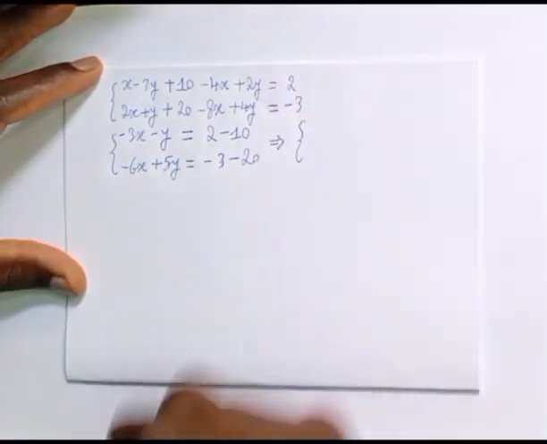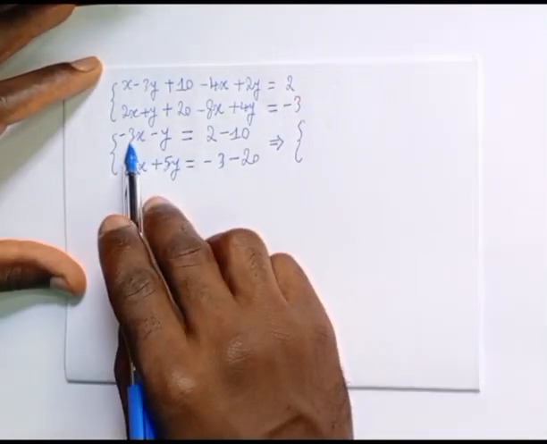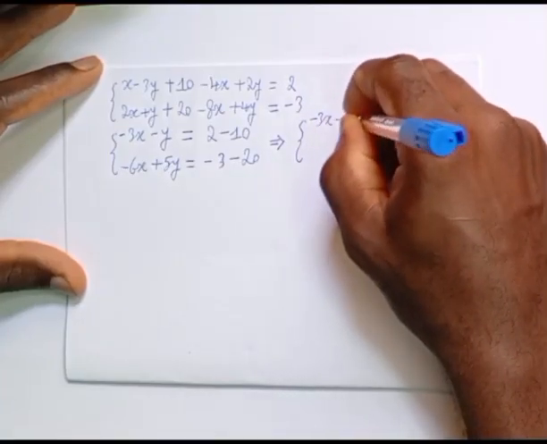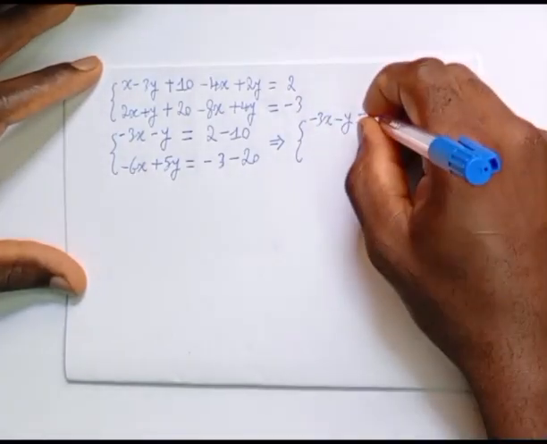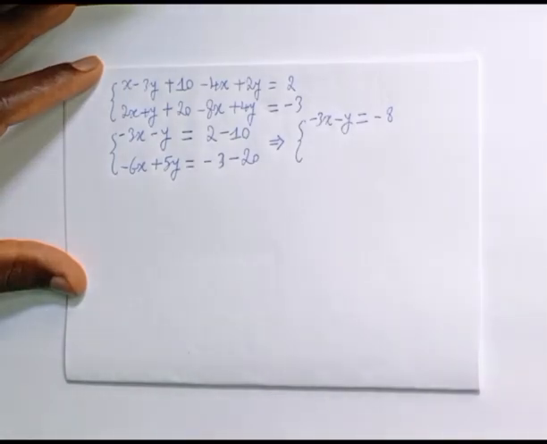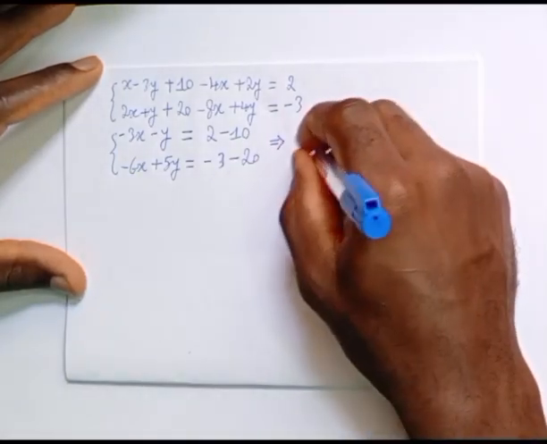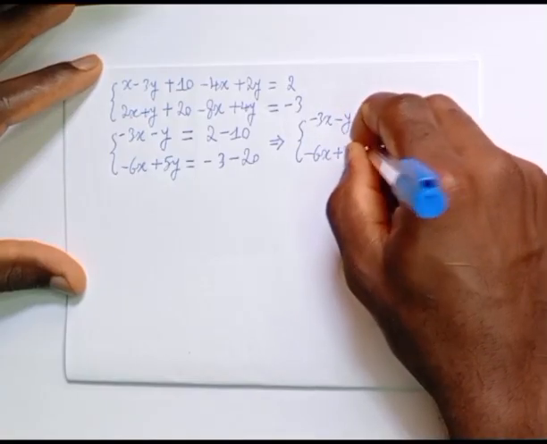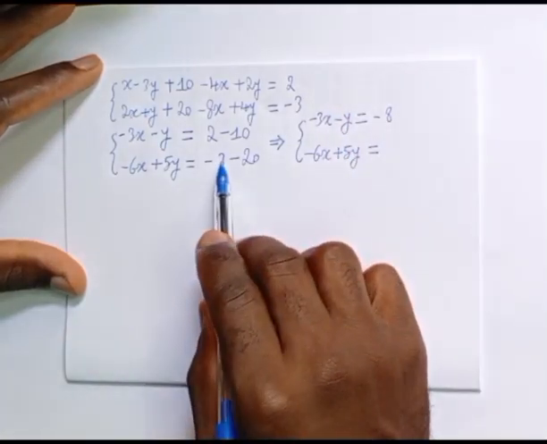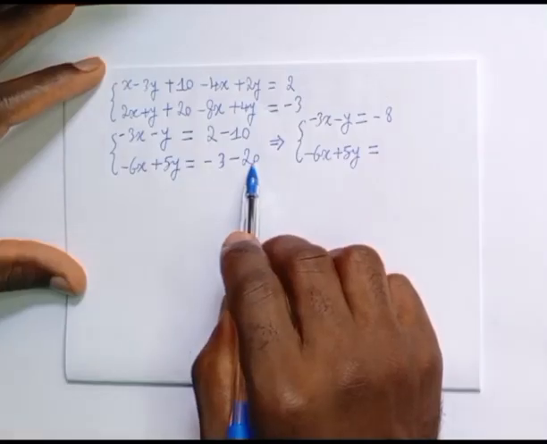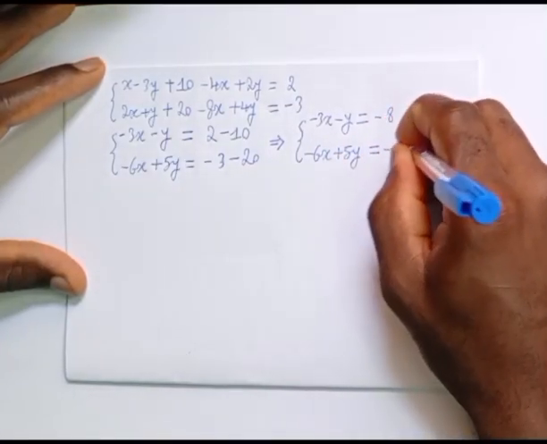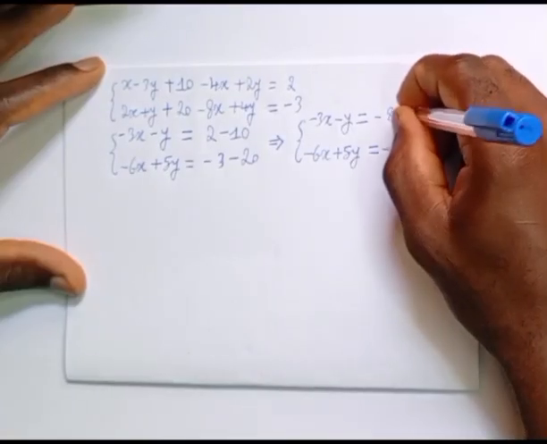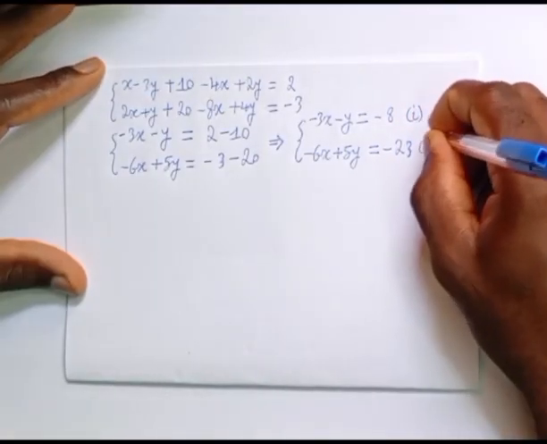This will give us negative 3x minus y is equal to 2 minus 10, which is negative 8. Negative 6x plus 5y is equal to negative 3 minus 20 gives us negative 23. We call this one equation I. We call this one equation 2I.